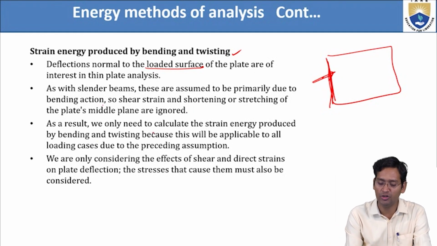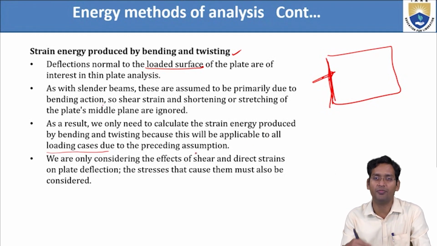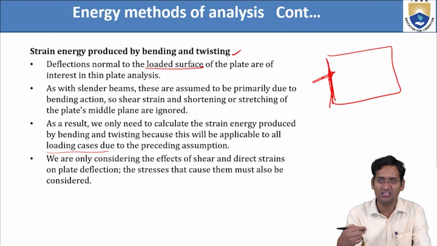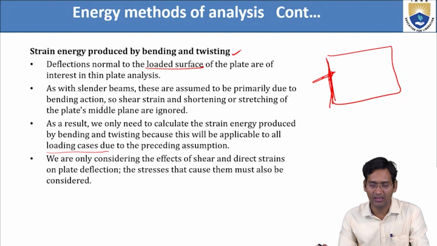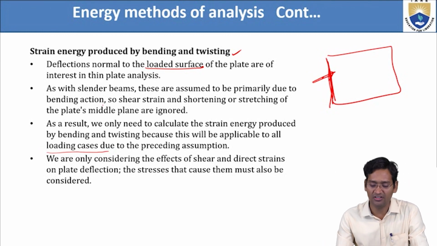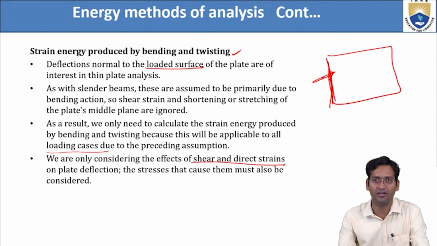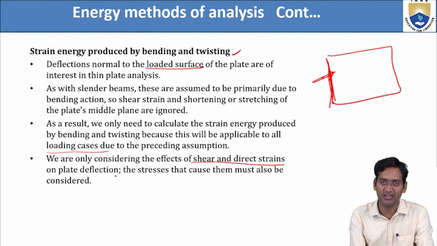As a result, we only need to calculate the strain energy produced by bending and twisting, because this will be applicable to all loading cases due to the preceding assumption. Because of the earlier assumption, this is valid for all cases, and with that we can find the strain energy. Okay, we are only considering the effect of shear and direct strain, so here we will see only the shear strain and direct strain on plate deflection.